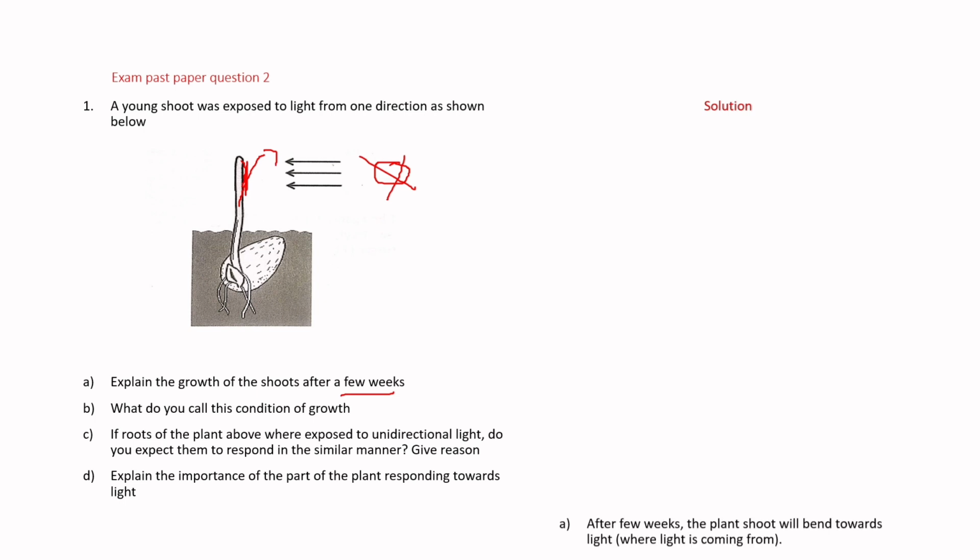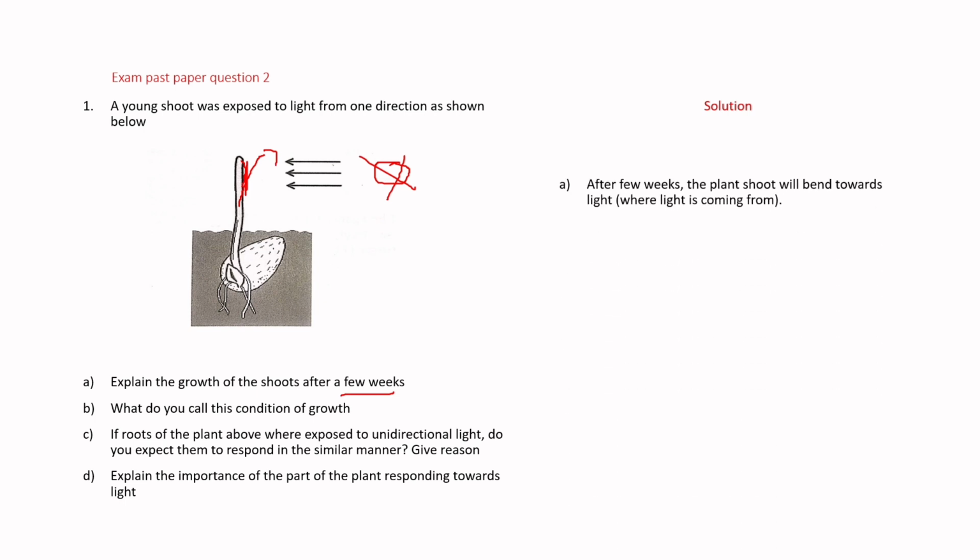So you can answer saying after a few weeks the plant shoot will bend towards light, where light is coming from. Then you have answered question A. We answer question B. What do you call this condition of growth? This condition of growth is called phototropism.